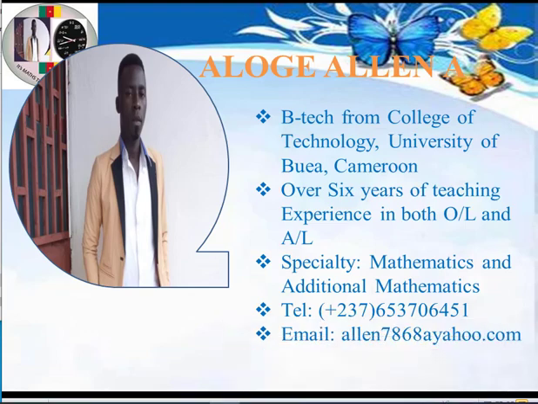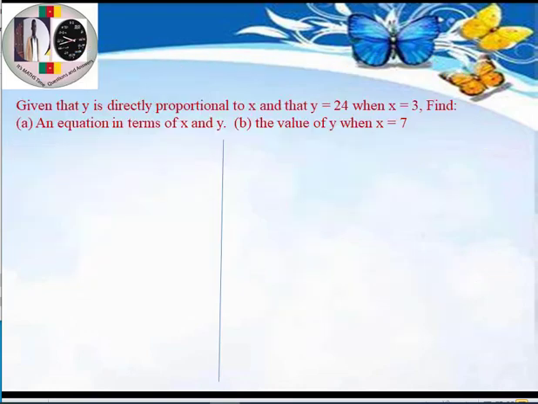Hello guys, I'm back again with the 8th question from the Cameroon GCE Board 2021, Paper 2, Section 1. Today's question, we are going to be talking about direct proportionality and indirect proportionality.